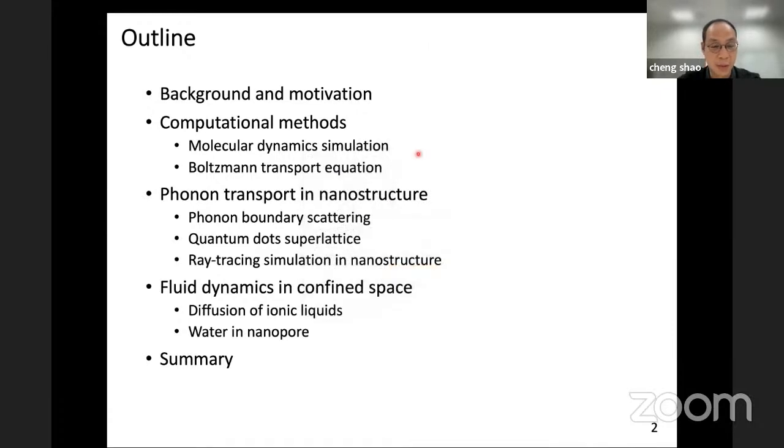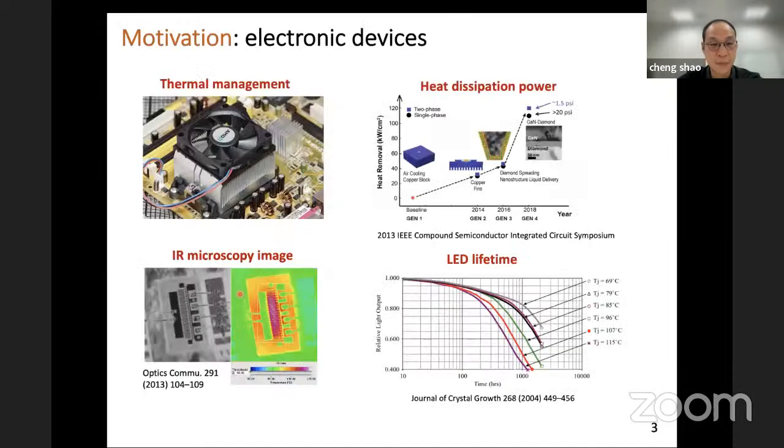And after that, I will talk about my research on phonon transport in nanostructures. Basically, the phonon wave packet scattering problem, the thermal transport in quantum dot superlattices, and the ray tracing simulation in nanostructures. In the last part, I will also briefly talk about some of my work on fluid dynamics in confined space. So here are the motivations why we want to study nanoscale heat transfer.